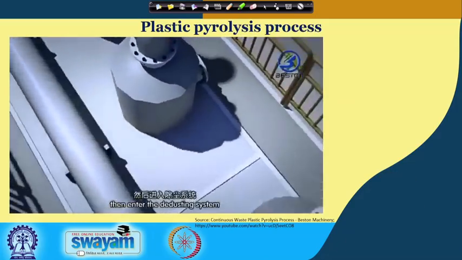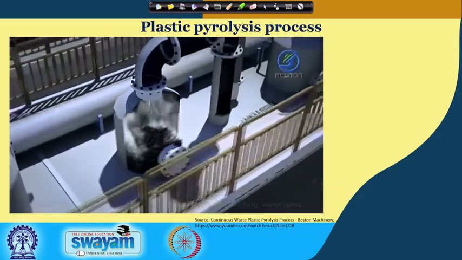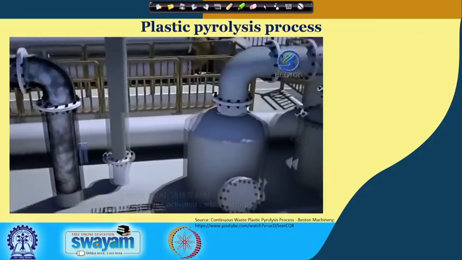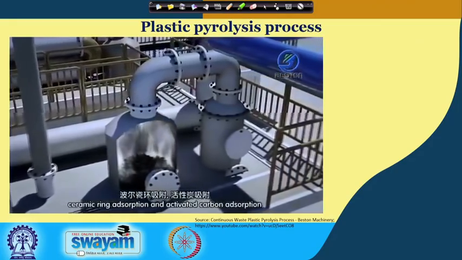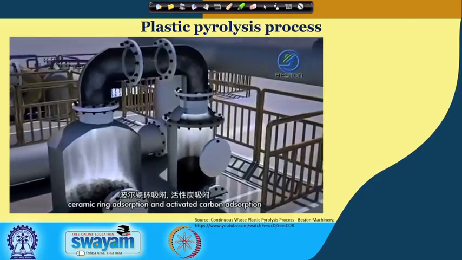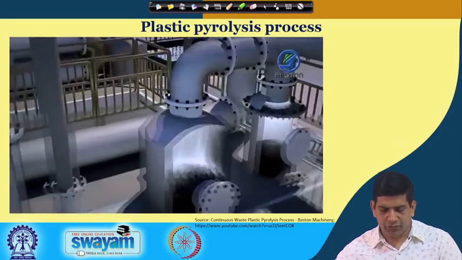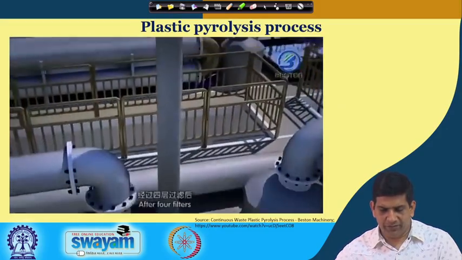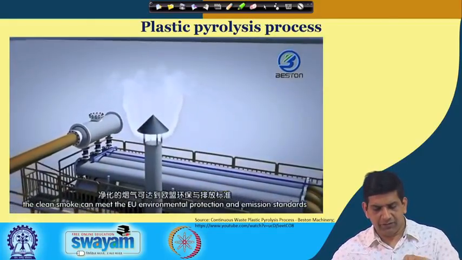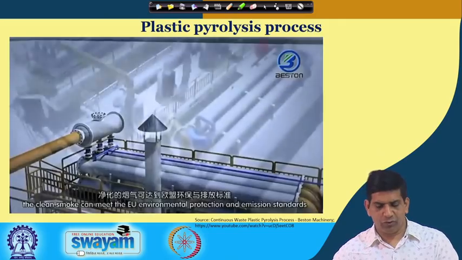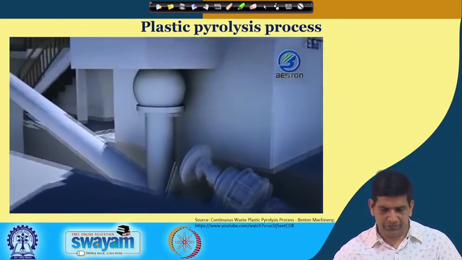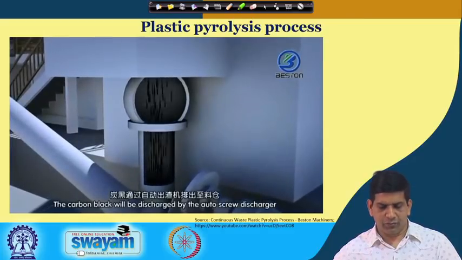So all these different steps, as explained in great detail, then spraying tower, the smoke will go through the water washing and water spray to remove the air pollutants, ceramic ring adsorption and activated carbon. So all these things happen as an air pollution control system, and this not only happens for this plant, this happens in all the plants. After the filters, the smoke goes through the stack, and they meet European Union standard. Similarly in India it has to meet the Indian standard.